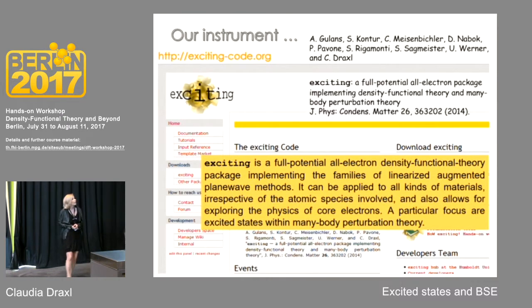So now I have introduced to you already our instrument, our code. I'm not going to repeat much, just to emphasize again, since it's an all-electron method, we can also treat the core electrons on the same footing as the valence electrons. We even treat them fully relativistically. This gives us access to treat also core spectra. And we can now use the same methodology, the Bethe-Salpeter equation, in order to compute core spectra from first principles.